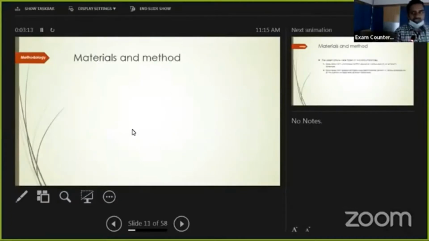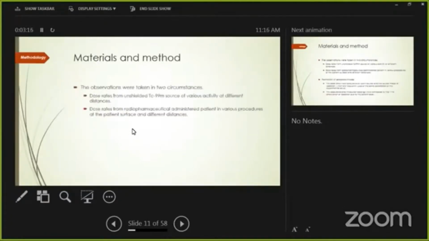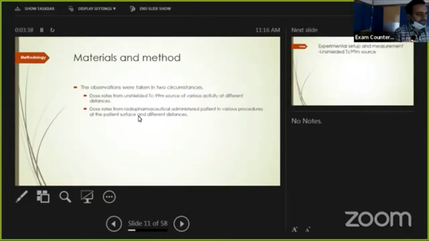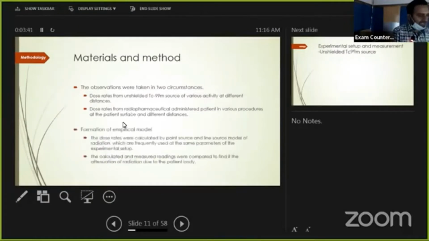The methodology we have taken here is that we have taken the dose rate readings in two circumstances. Number one is dose rates from an unshielded technetium-99m source, only the source, not the patient. And then the dose rates were taken from the radiopharmaceutical-injected patient. That means now the patient is the source of radiation. By these readings, we have made an empirical model regarding all the settings and all the injected activities we have used in this research.